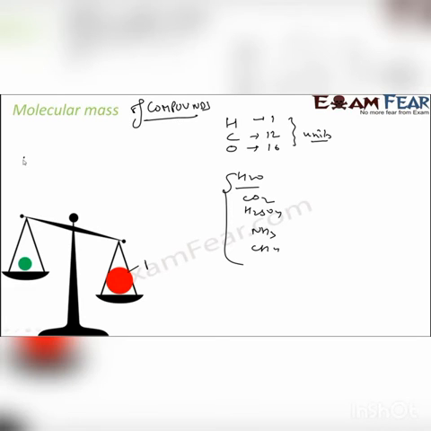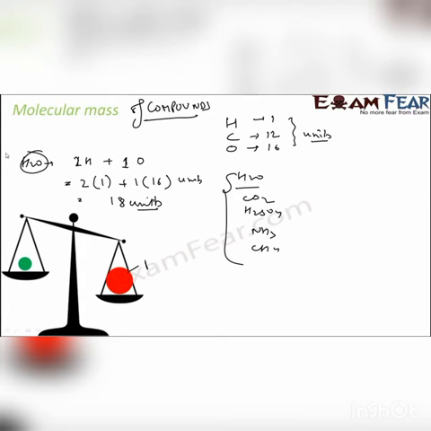So let's try to find water. Water has two hydrogen and one oxygen. What is the molecular mass of one hydrogen? 1 unit. What is the molecular mass of one oxygen? 16 units. So total you will see 2 plus 16 is 18 units. Pretty easy, right? So with this you can find the molecular mass of water.